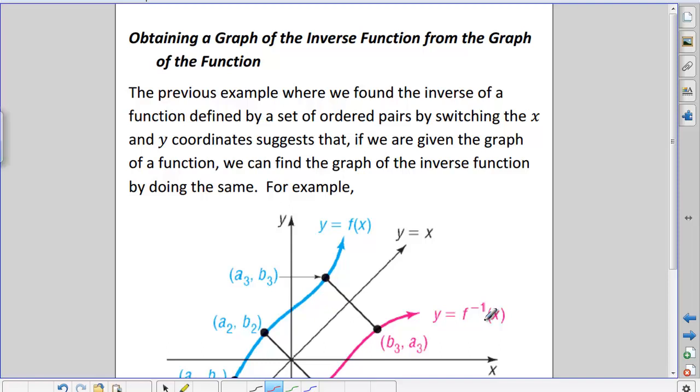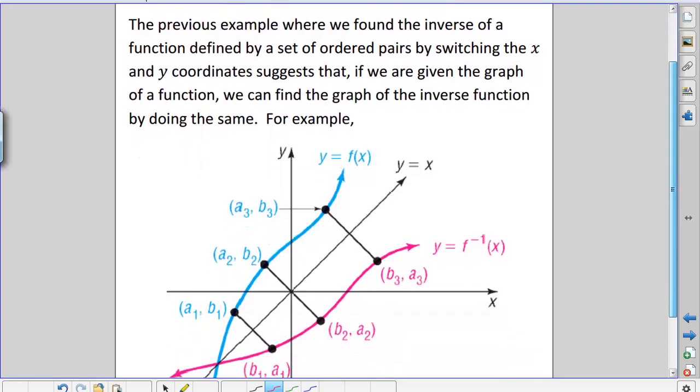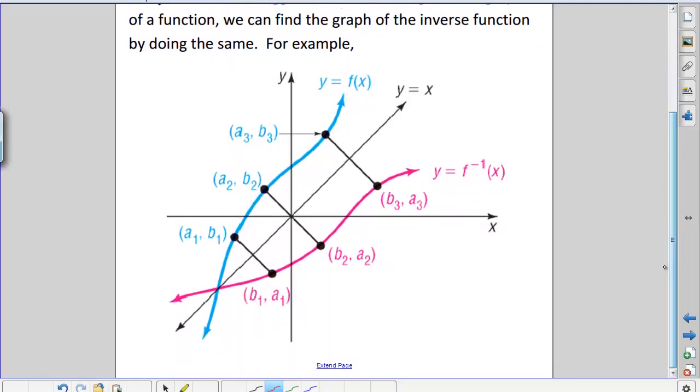So let's look at some graphs of some inverse functions, because we do have an interesting symmetry that occurs when we have a function and its inverse. And it just goes back to the fact that x and y are switching places. Here's an example of a graph and its inverse. The blue line is f of x, the red line is f inverse. And then there's a third line graphed here that's y equals x.